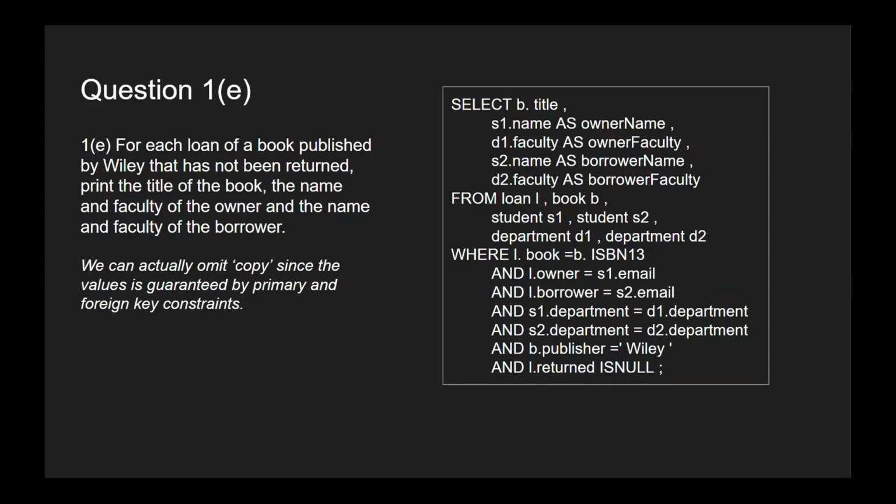So this would be your answer here. And some of you may have a different answer from me because you have probably put in the copy table here as well. But actually we can omit the copy since the values are already guaranteed. Because when we were designing this database, we already set the values to be identical. So it's already guaranteed by the design, so it's okay to omit copy in this case.